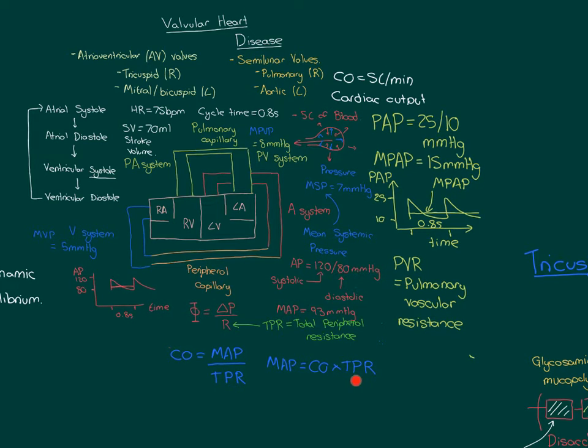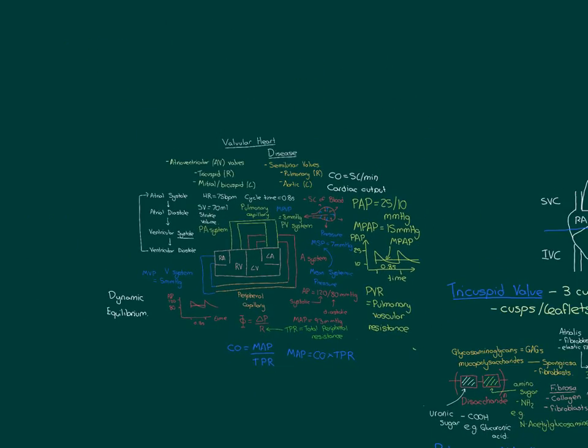And it's dependent on the total peripheral resistance, which is how difficult it is for blood to move back from the arterial system to the venous system. The higher this is, the higher mean arterial pressure is, which again makes sense, because if it's harder for blood to return, then more blood will remain here, and therefore mean arterial pressure will get higher. We are effectively reducing this down now, and therefore mean arterial pressure is going to be reduced.